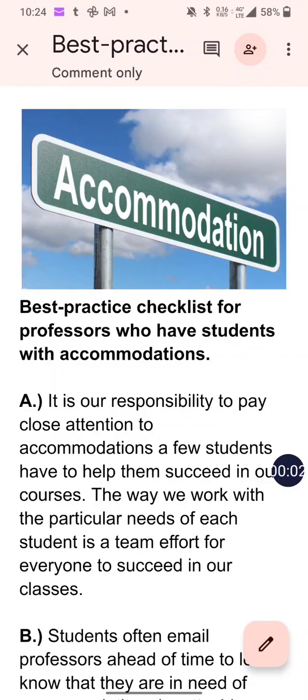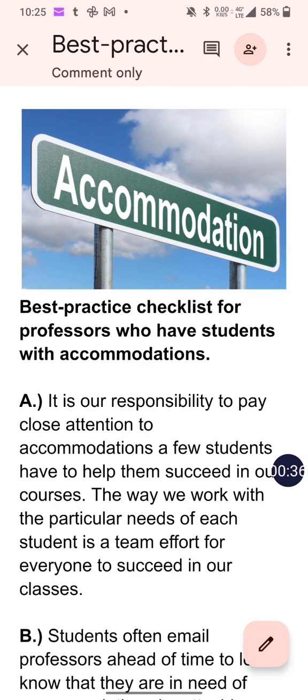Hello, colleagues. I am recording a screencast walkthrough to talk to you about this best practice checklist for professors who have students with accommodations. I created this checklist this summer, and I wanted to share it with my colleagues so as to clarify some of the work we do with students who present with accommodations.